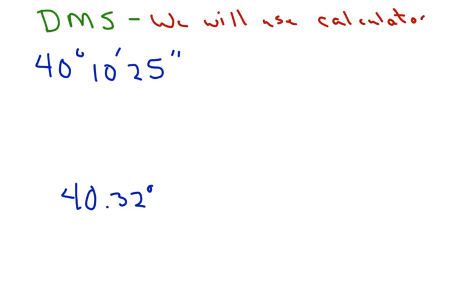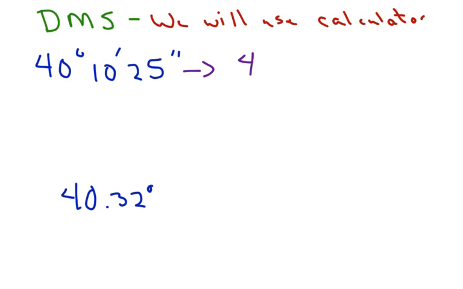All right, the degrees, minutes, and seconds. This is where, if you don't have a calculator at home, just skip it. We will do it in class. The best way to do this is to type it in the calculator. So if you're listening right now, what you're going to type is 40.